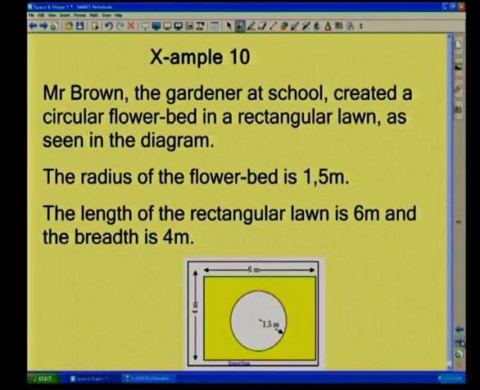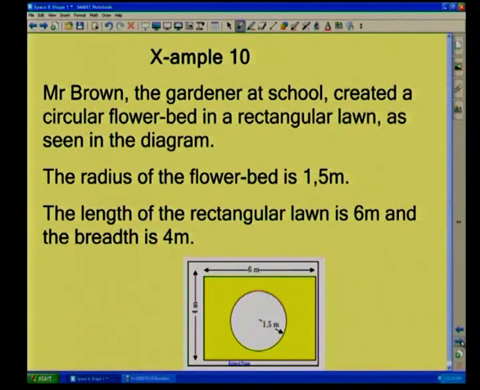Right, question number 10 is a bit more of a contextual type question. This is taken from a past exam paper, and this is the type of question that you're more likely to see. Example 10, Mr. Brown, the gardener at school, created a circular flower bed in a rectangular lawn as seen in the diagram. The radius of the flower bed is 1,5 meters, and the length of the rectangular lawn is 6 meters, and the breadth is 4 meters.